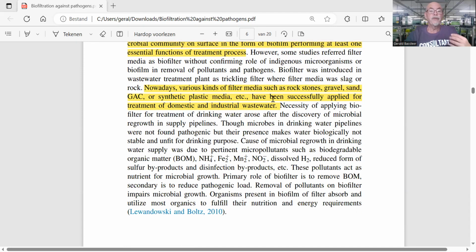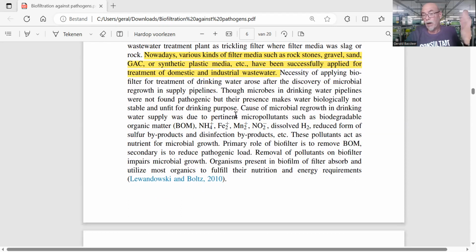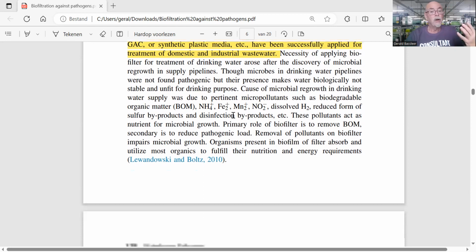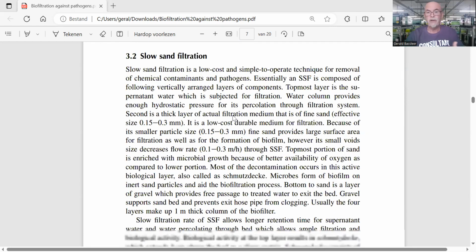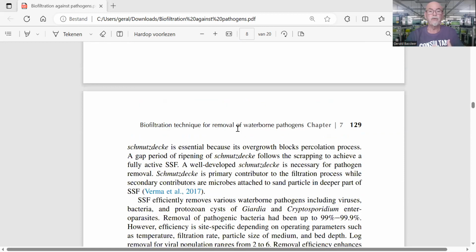Nowadays, various kinds of filter media, rock stones, gravel, sand, granulated activated carbon, and synthetic plastic media, well, those are the ones we have in aquariums, have been successfully applied for treatment of wastewater. I call aquarium dirty water, polluted with the excrements of fish, wastewater. But there are trickling filters, and slow sand filters used for human purposes.